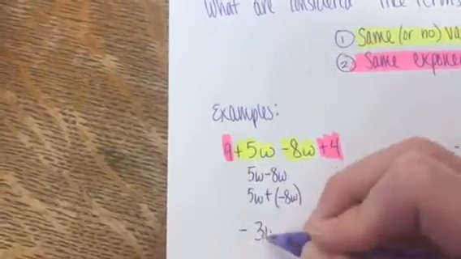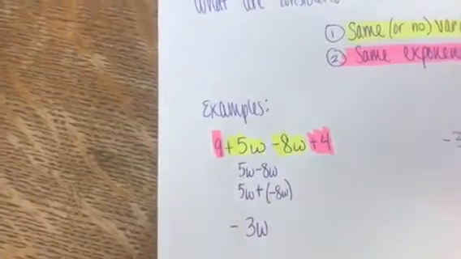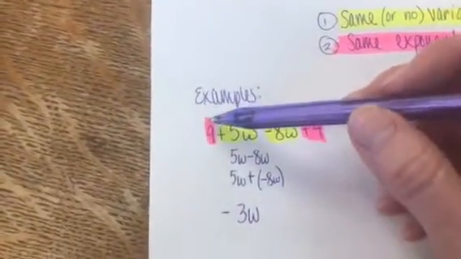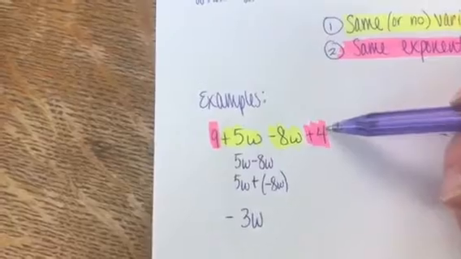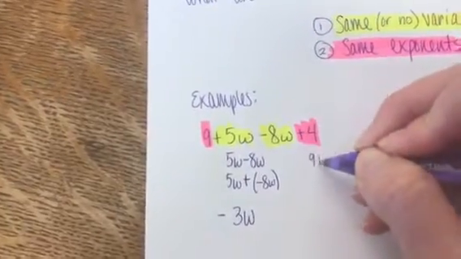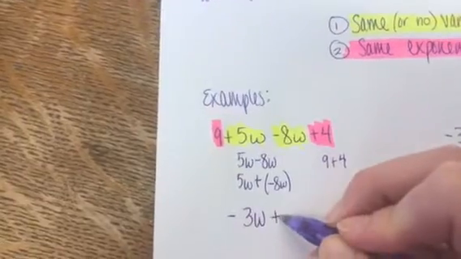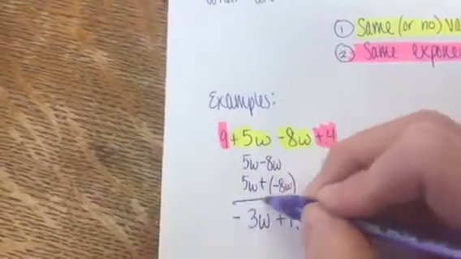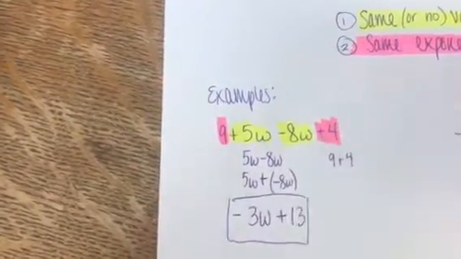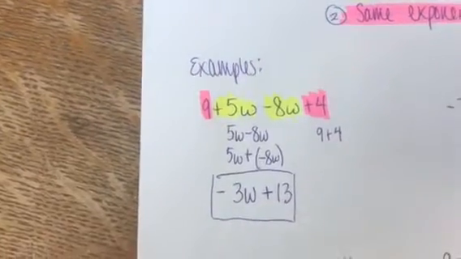negative 3w. Then I'm going to look at my pink terms. I have a positive 9 plus a positive 4. 9 plus 4 is 13. So my final expression is negative 3w plus 13.